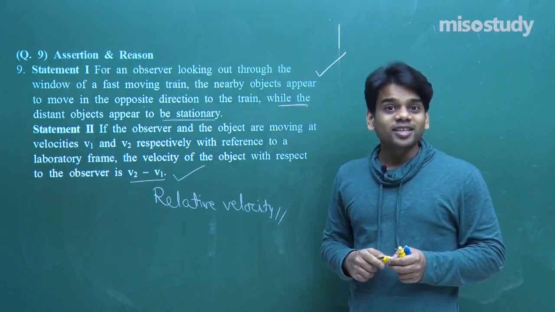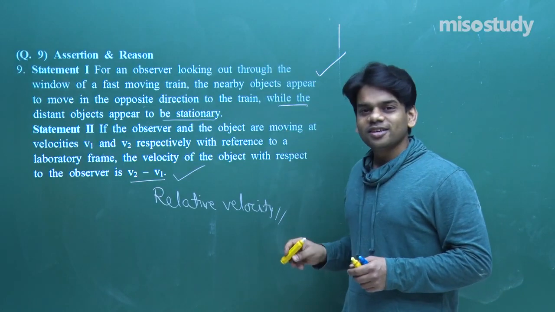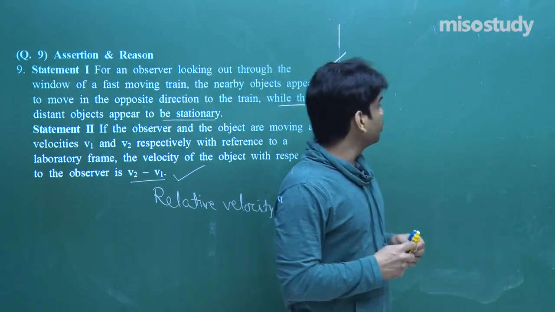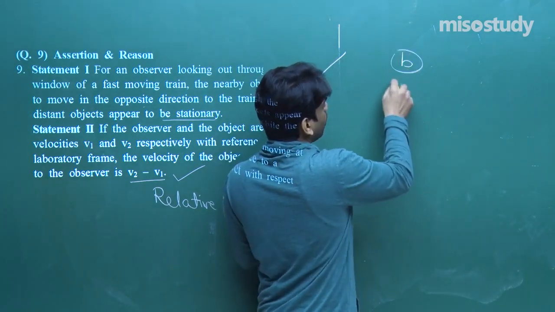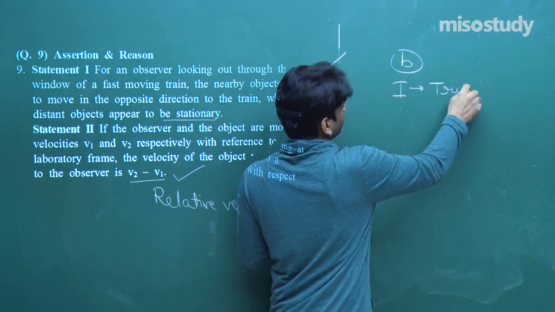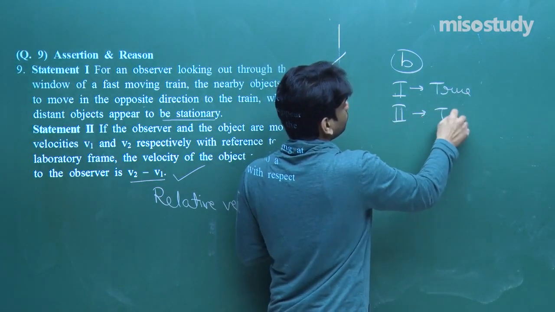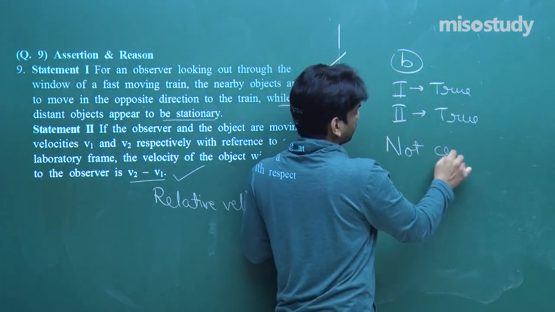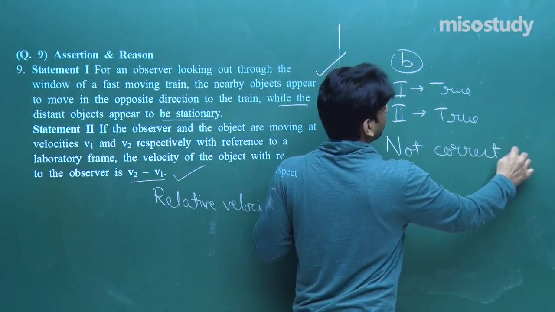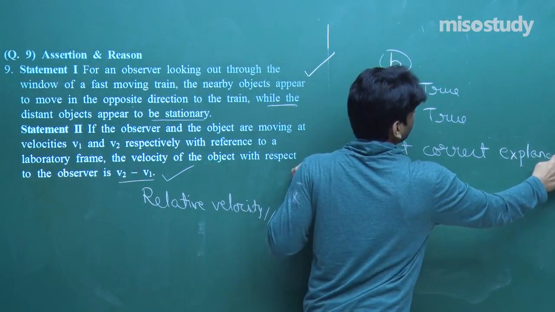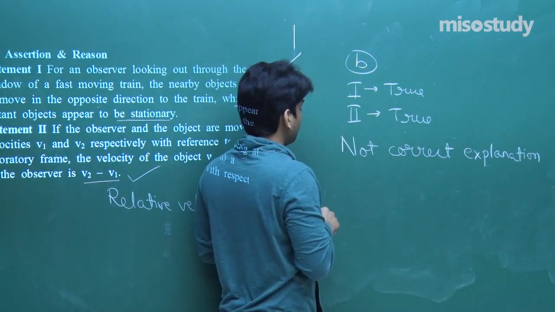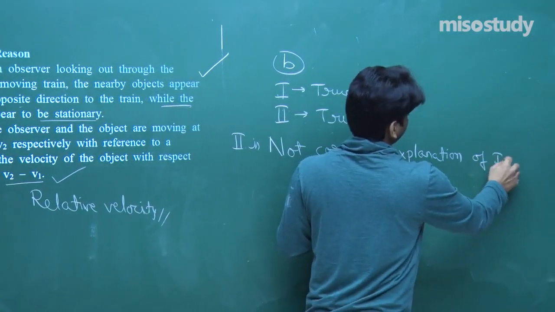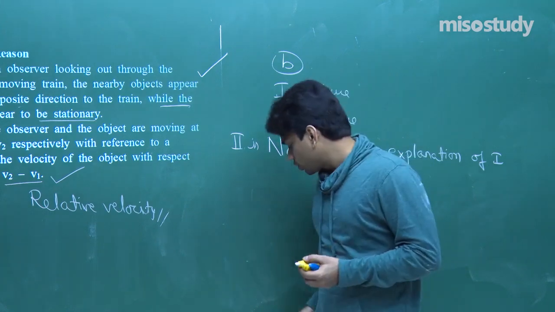So we will not be saying that this statement explains this. Both are true, but this is not the correct explanation of statement number 1. So you are going to choose option number B, that is, 1 is true, the second statement is also true, but it is not the correct explanation. Since 2 is not the correct explanation for 1, I am taking option B as the right answer. So we are done with this question also. Let's go ahead.